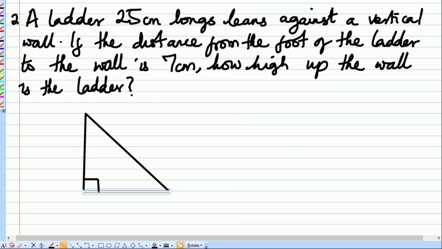So that's what we have. So now, this ladder, how long is the ladder? From the question, the ladder is 25 cm long. So this is 25 cm. And it leans against a vertical wall.